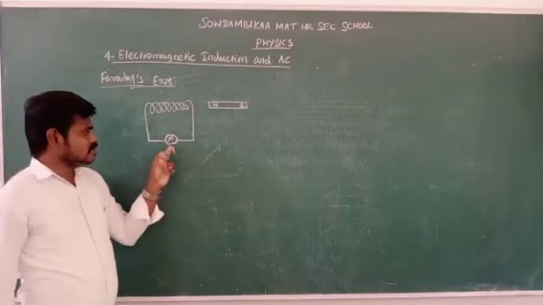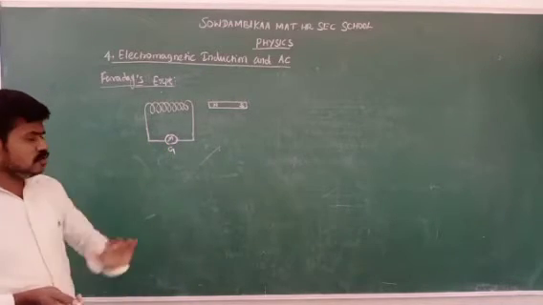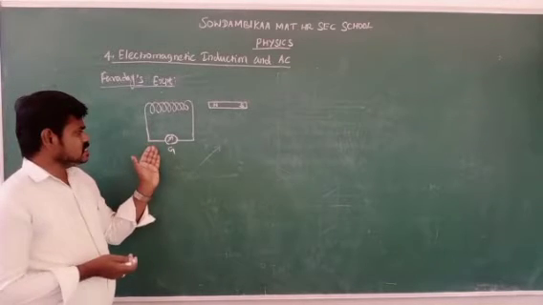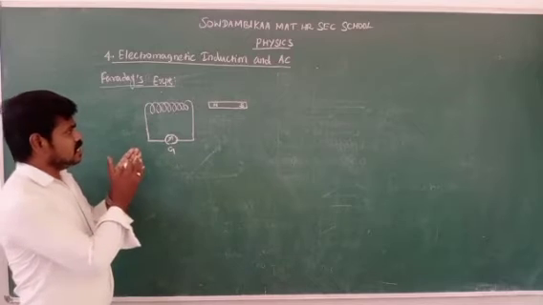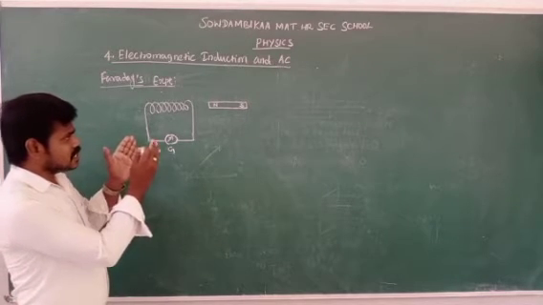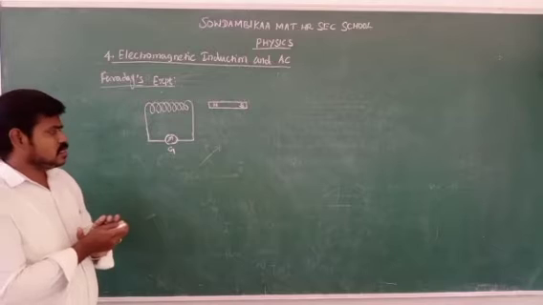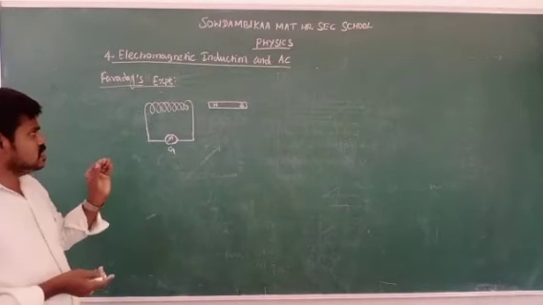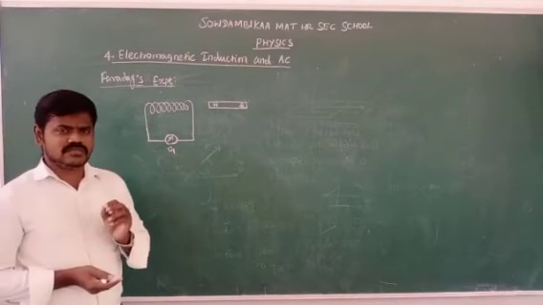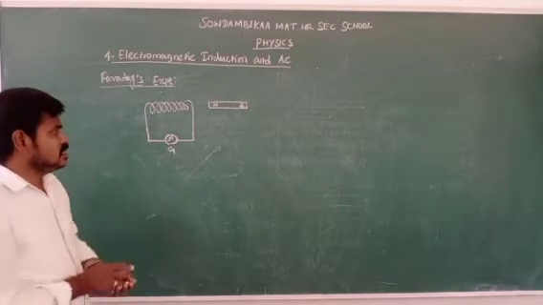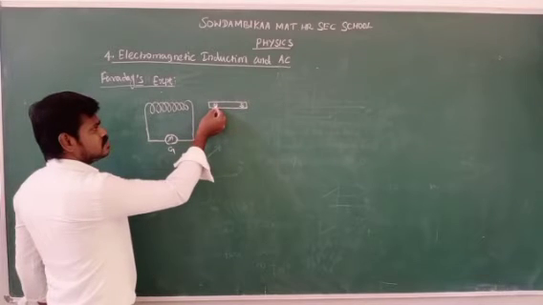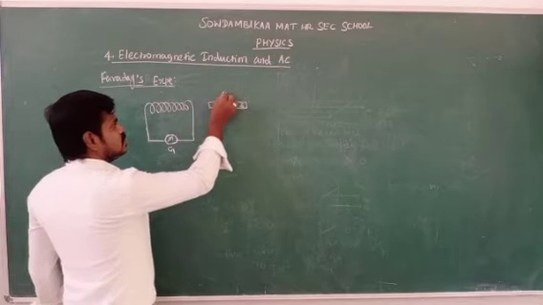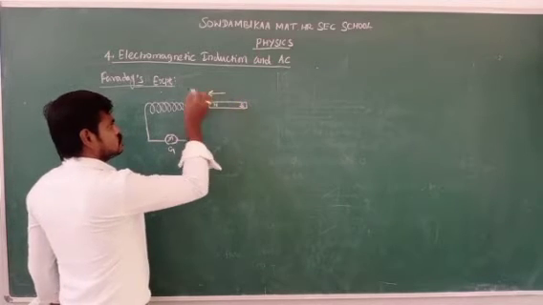Now the galvanometer shows null deflection. What is the observation? When the coil and the magnet are at rest near each other, the galvanometer shows null deflection, so no current is produced in the coil. Now the north pole of the magnet facing the coil is moving towards the coil.